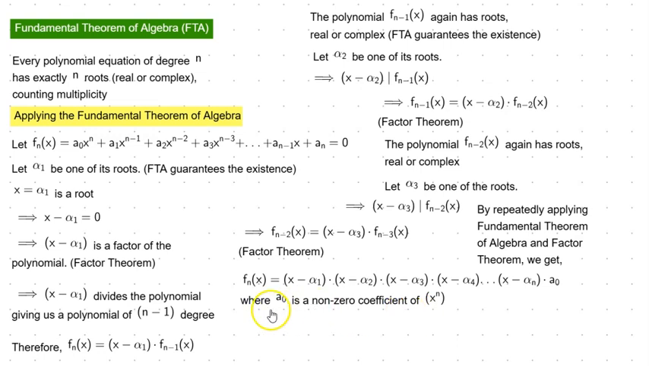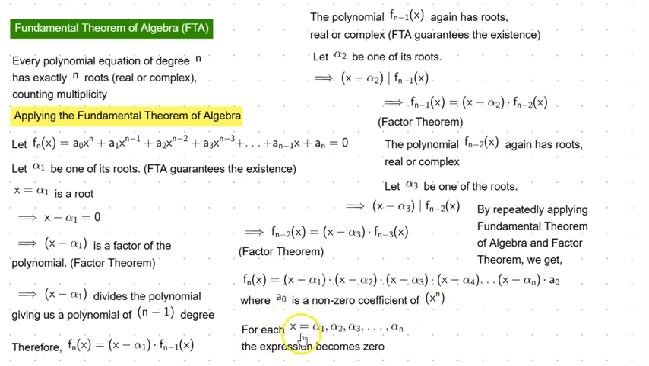How can we say that a_0 is a non-zero coefficient of x to the power of n? Because if we expand this by multiplying all the factors, the first term will be what? a_0 times x times x times x times x times x. How many times? n times. So x times x up to n times is nothing but x to the power of n. So we end up with a_0 times x to the power of n, which means a_0 is a non-zero coefficient of x to the power of n.